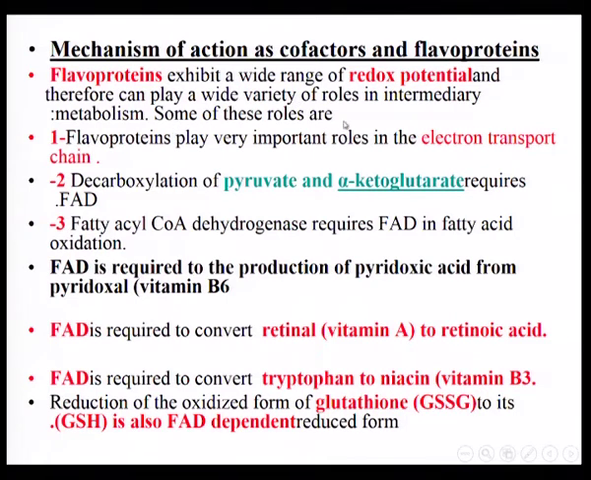Okay, so you see there are lots of roles that they play. In the electron transport chain, you have the flavoproteins contributing to the normal conduct of electron transport. Then for decarboxylation of pyruvic acid and alpha ketoglutaric acid, you require FAD as a source. There is this particular enzyme, which we call fatty acyl CoA dehydrogenase. This enzyme also needs FAD for fatty acid oxidation.